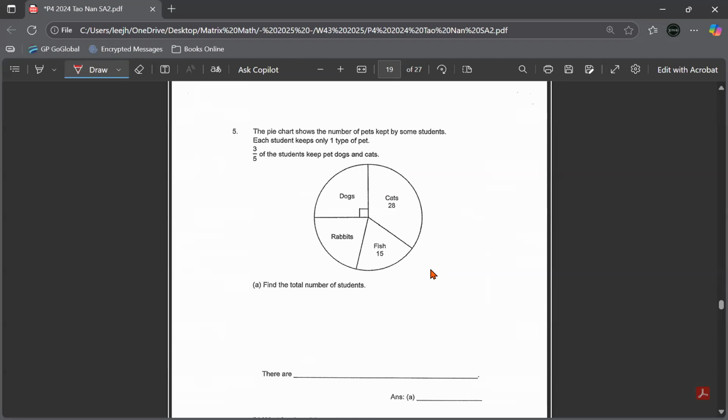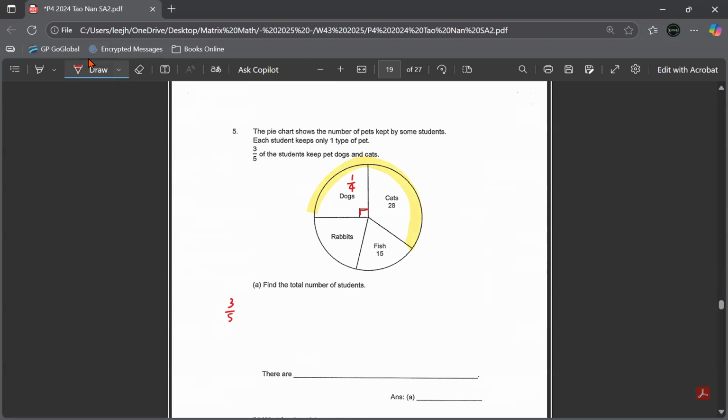Okay, so if you want, you can actually write down 3/5 minus 1/4. What is 1/4? This is all 3/5 keep pets, dogs and cats. So this is 3/5. I highlight it anyway. This is 3/5, and this is actually 1/4. Dogs is actually 1/4 because of this sign. So I can actually find out what fraction is for cats.